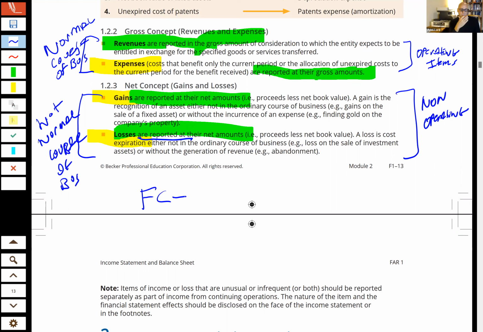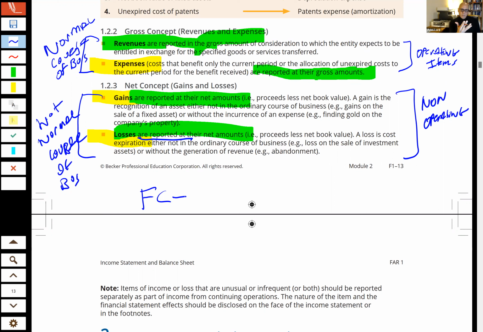On the blank side of the card, you would write the following words: compare revenues and expenses to gains and losses. That would go on the blank side.